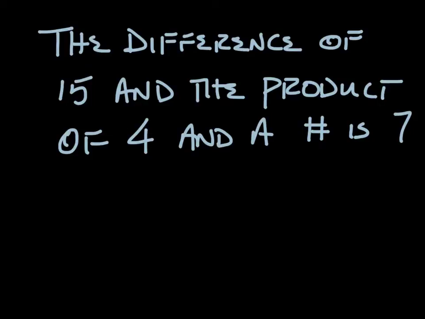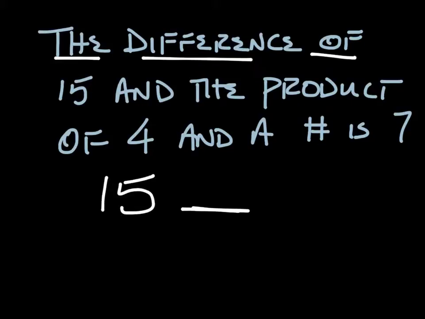The difference of. What should I write first if it says difference of? Yeah, I should have subtraction in there like this. And then once I put subtraction down, the next thing is 15. Where does it go? To the left or the right of the minus sign? It's the left, yeah. The first thing that shows up is going to be on the left.